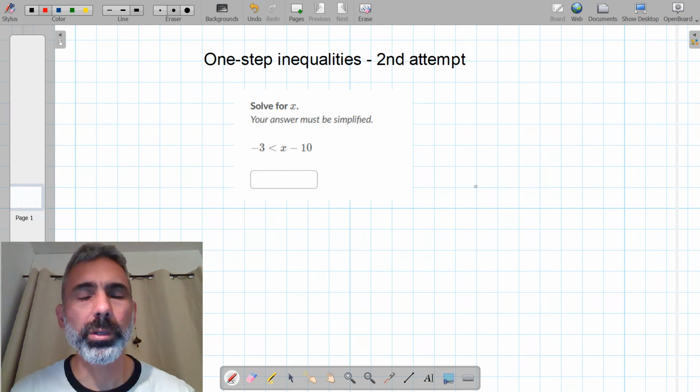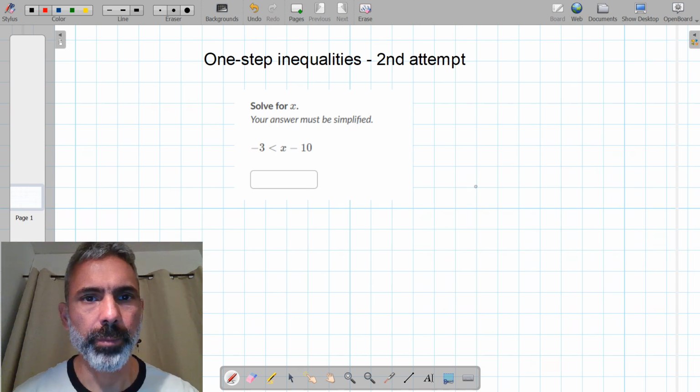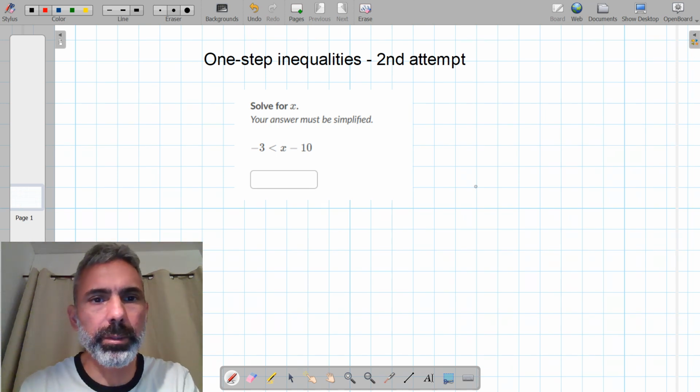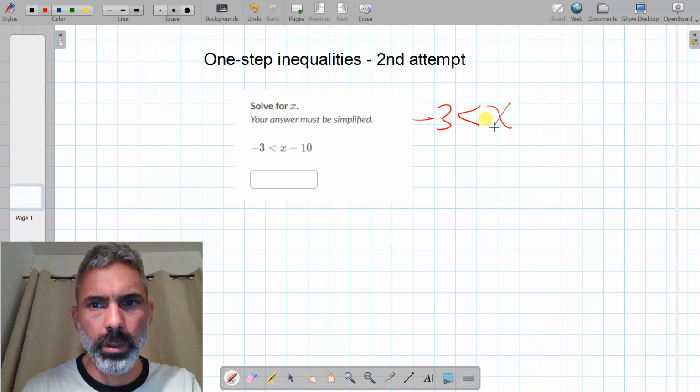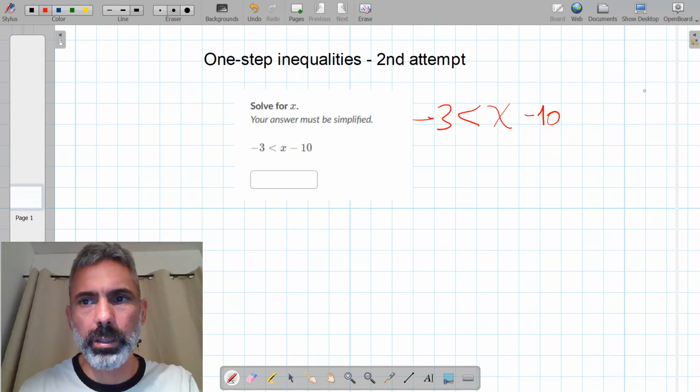In this video, I'm going to solve 7 questions of one-step inequalities. So let's begin. The first inequality is solve for x. Your answer must be simplified. So the inequality says minus 3 is less than x minus 10. So to isolate the x, I need to add 10 to both sides of the inequality.